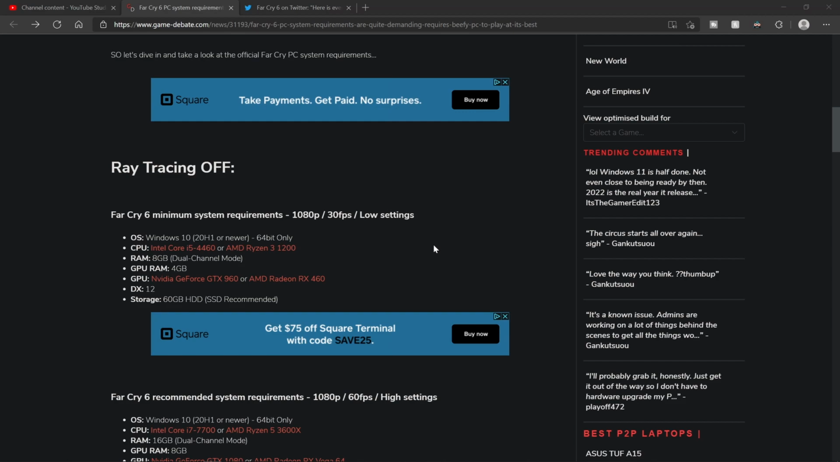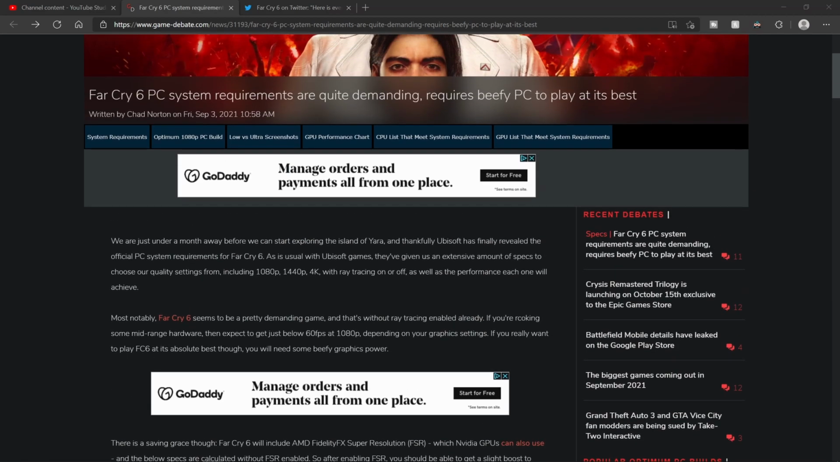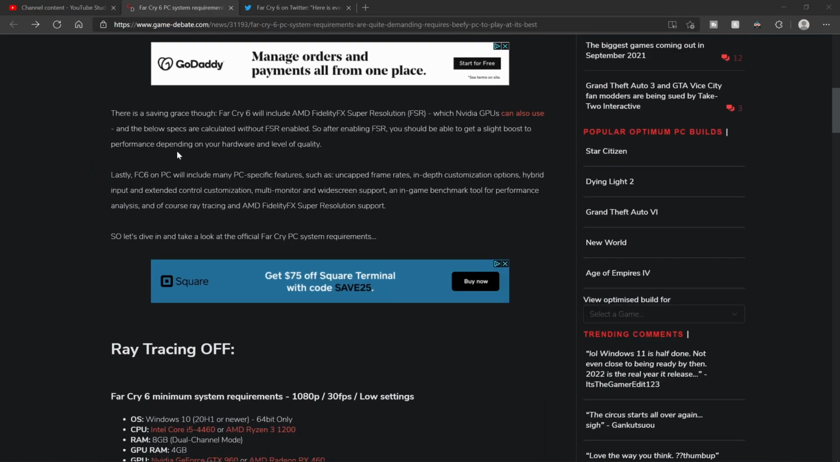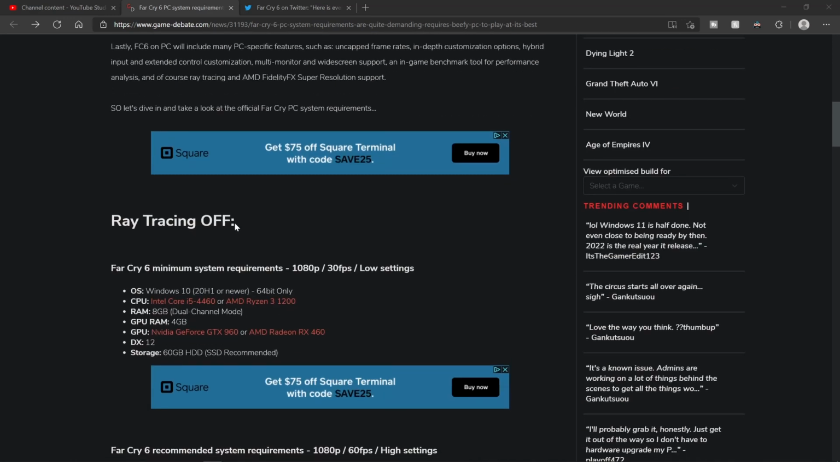And so the two websites I'm going to be jumping back and forth between are this one right here, Game Debate. The reason I'm using their website and not Ubisoft's website is because these guys do a way better job of giving you the full scoop on all the settings. And what do I mean by that? Well, on Ubisoft's website they say Far Cry 6 minimum system requirements 1080p 30 fps, and it'll say ray tracing off, but it doesn't tell you the settings. Then you have to go to another page where it says, okay, this was low settings, and it's super confusing. But this website right here does a perfect job of it.